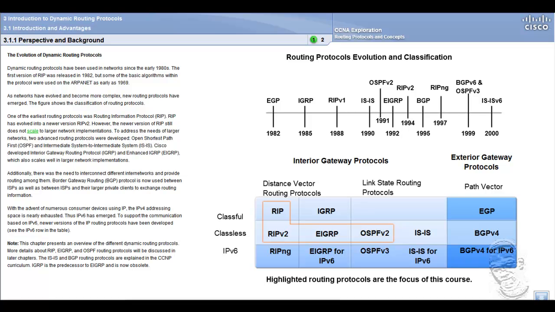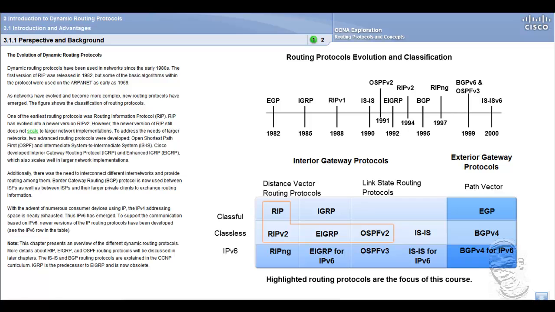The evolution of dynamic routing protocols. Dynamic routing protocols have been used in networks since the early 1980s. The first version of RIP was released in 1982, but some of the basic algorithms within the protocol were used on the ARPANET as early as 1969. As networks have evolved and become more complex, new routing protocols have emerged.